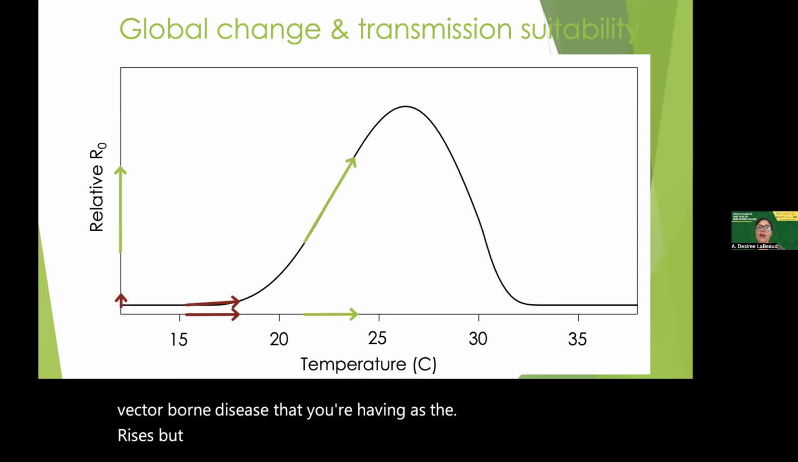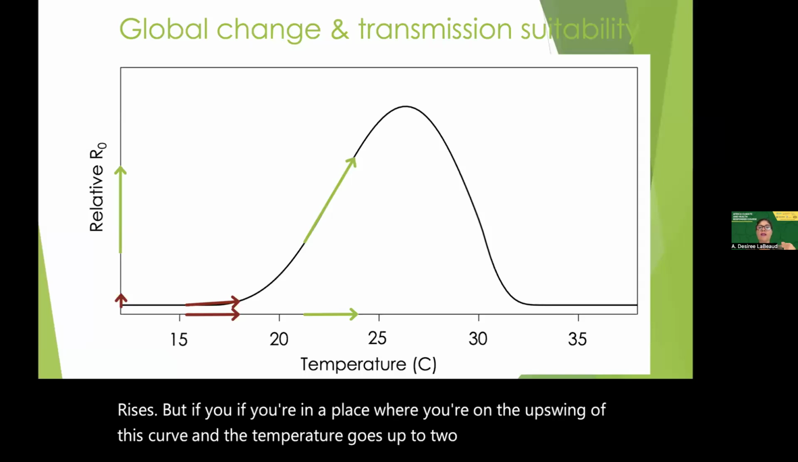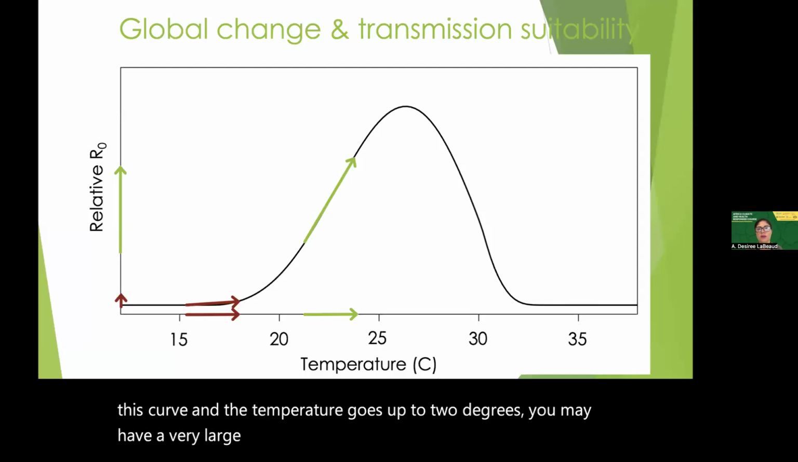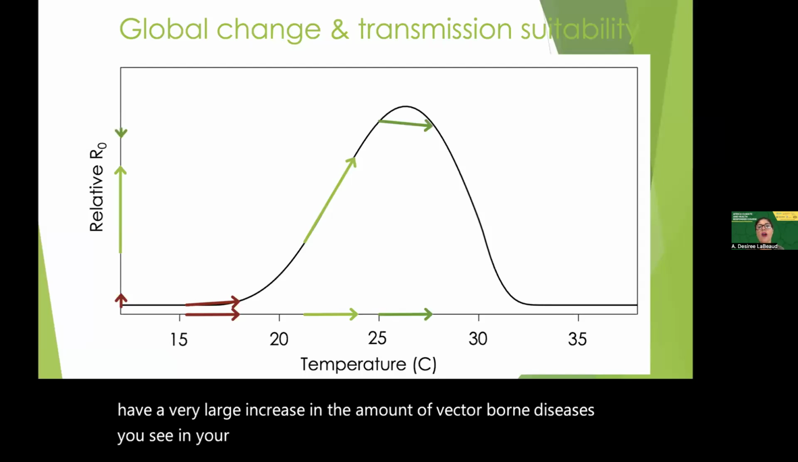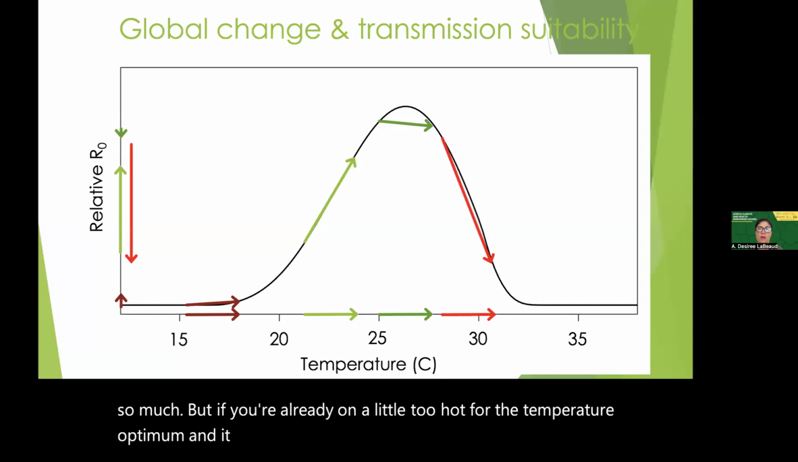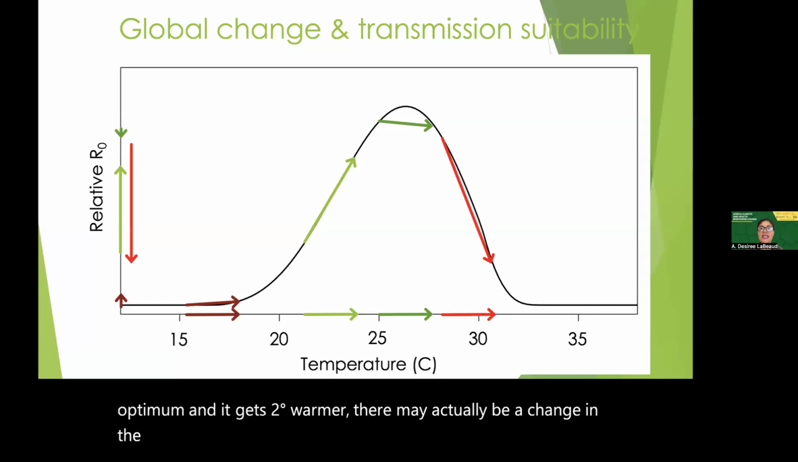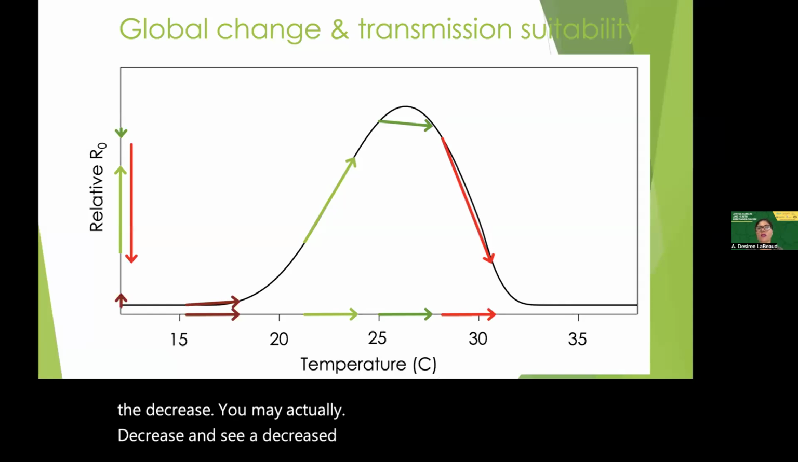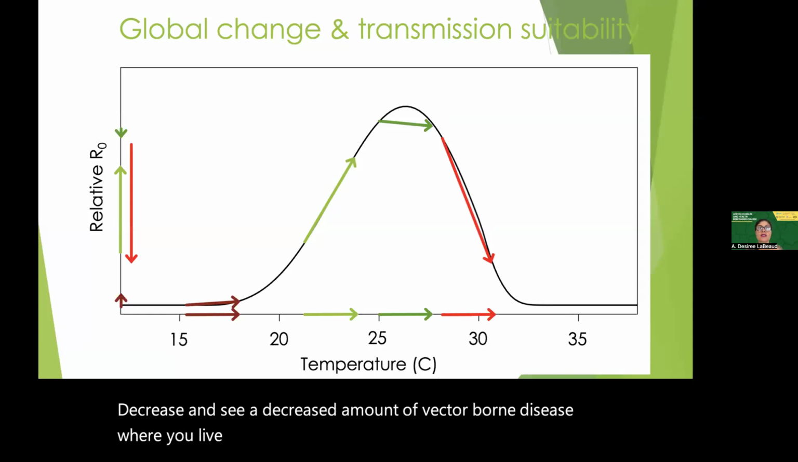But if you're in a place where you're on the upswing of this curve and the temperature goes up to 2 degrees, you may have a very large increase in the amount of vector-borne diseases you see in your area. If you're already at the temperature optimum, maybe a 2-degree change won't change the amount of disease so much. But if you're already a little too hot for the temperature optimum and it gets 2 degrees warmer, there may actually be a decrease. You may see a decreased amount of vector-borne disease where you live, and those diseases may actually burn out in your area.